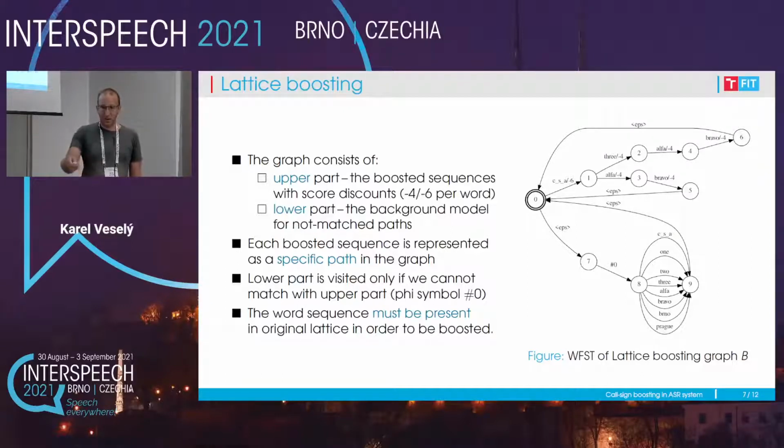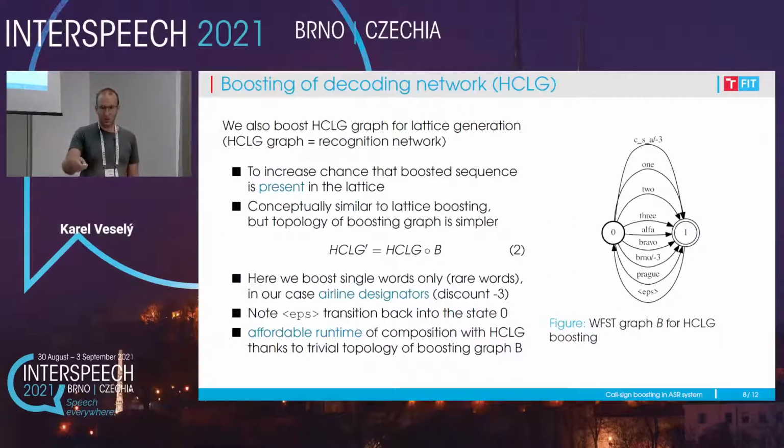The limitation of this boosting method is that the word sequence that we want to boost really has to be present in the lattice in order to be boosted. If it's not there, what we can do is to apply this HCLG boosting. Conceptually it's similar, but we have the recognition network, which is just a different graph from WFST. It doesn't care if it's a lattice or recognition network or some other graph. If the semirings are compatible, we can apply composition and put some boosting discounts by composition.